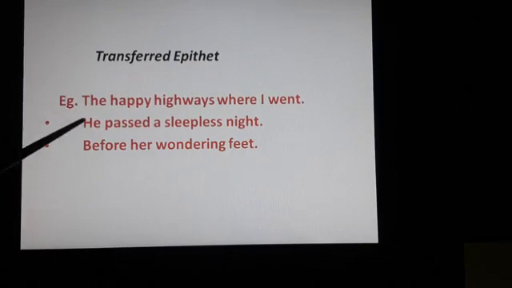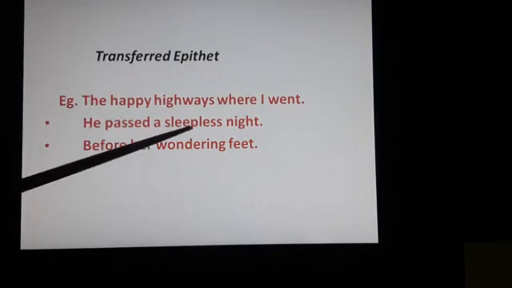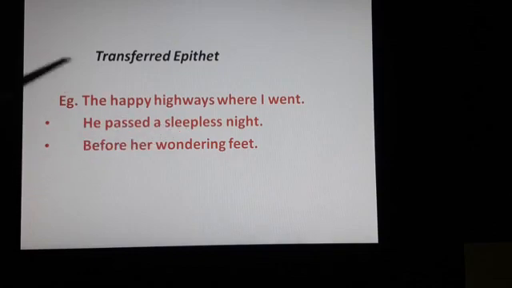Here also, he passed a sleepless night. Sleepless is your adjective, but night was not sleepless. He was sleepless. Remember that, okay? Again, her wandering feet. The feet were not wandering. She was wandering. But the placement of the epithet or adjective is not with its proper noun.